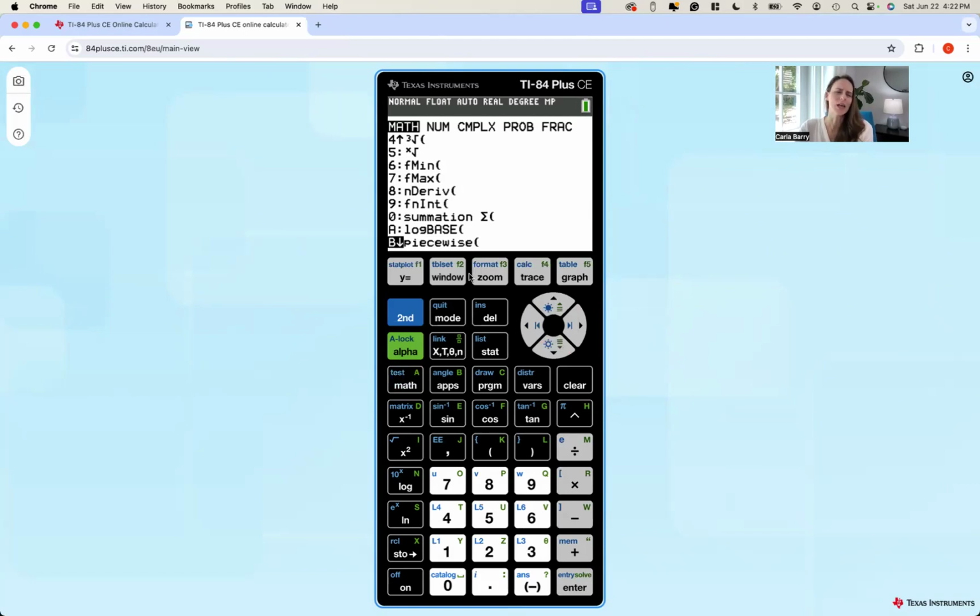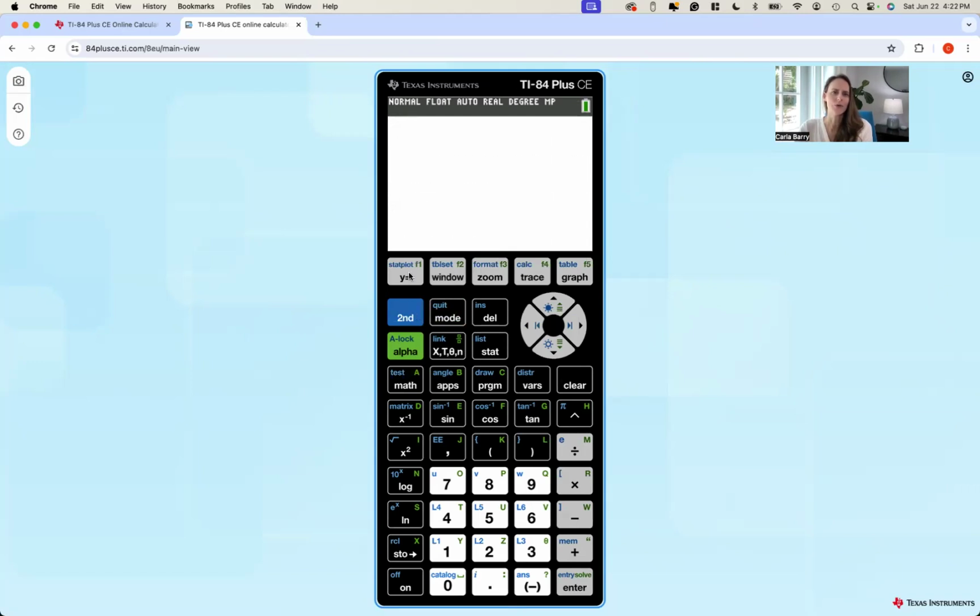On the ACT, they also test on piecewise functions. I have not seen that yet on the SAT, but I have a suspicion that in the near future, we're going to see piecewise functions on the SAT. So I'm going to show you how to use that.